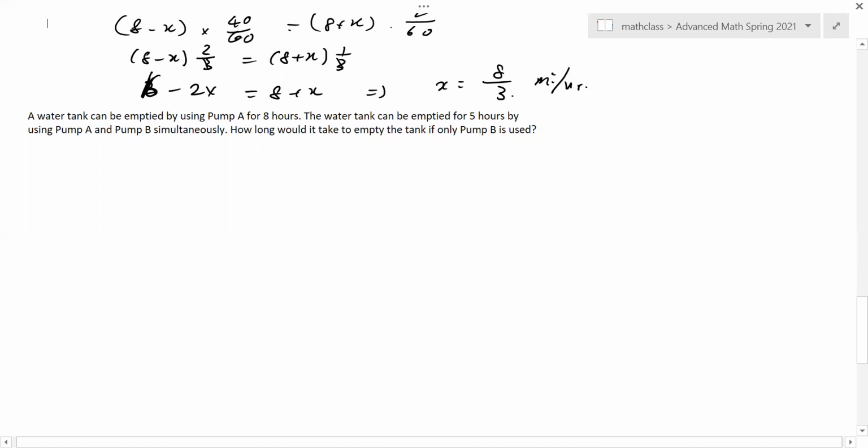All right, so what you could do is name the variable. This is called x, x hours. Okay, it takes x hours for pump B to empty the tank.